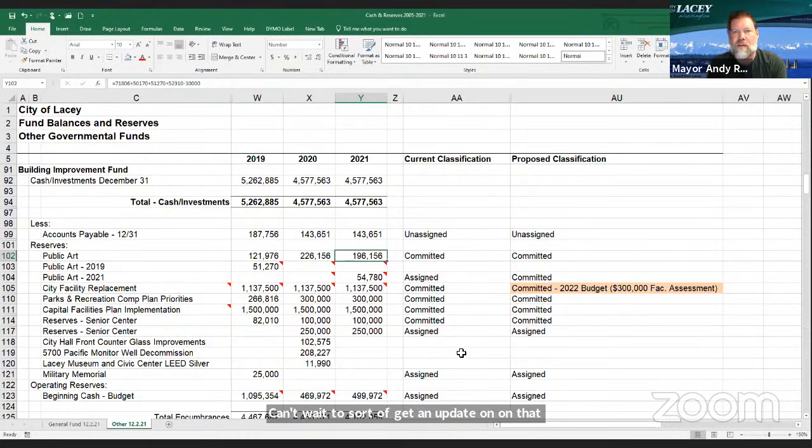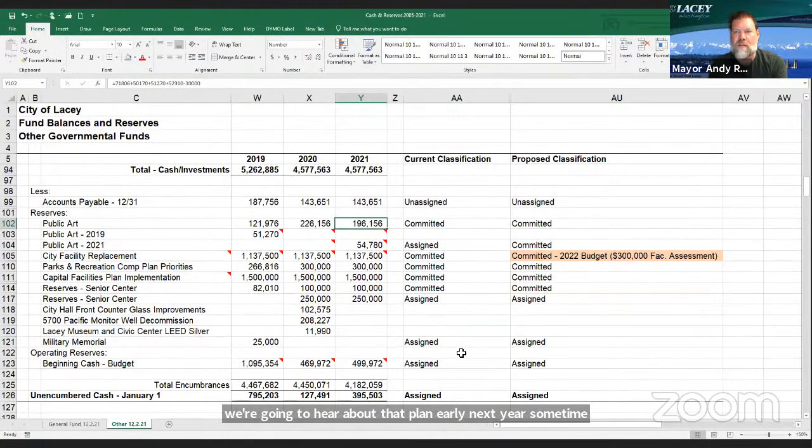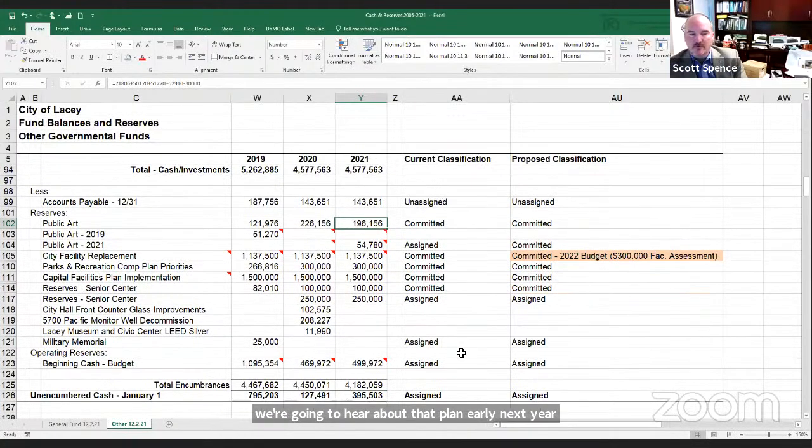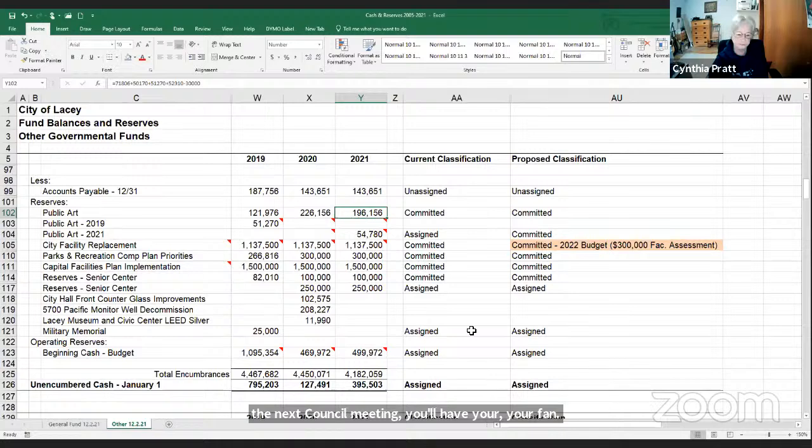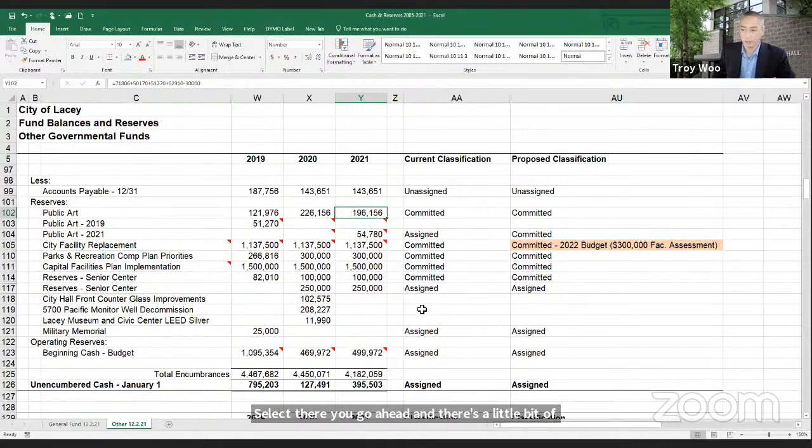I'm sure we're going to hear about that plan early next year sometime, right, Scott? Actually, it's going to go before the next council meeting. You'll have your 6-year plan. Oh, perfect. Excellent. And there's a little bit of public art in the lodging tax budget as well in terms of banners. So a lot of movement in this area, which is great.